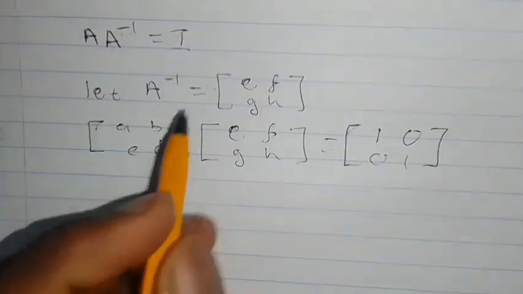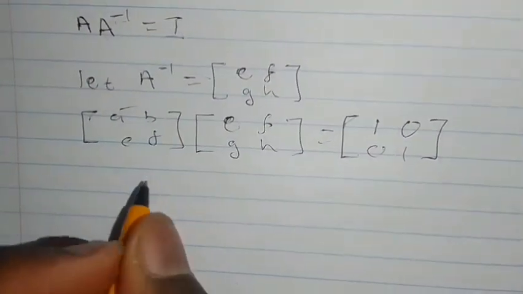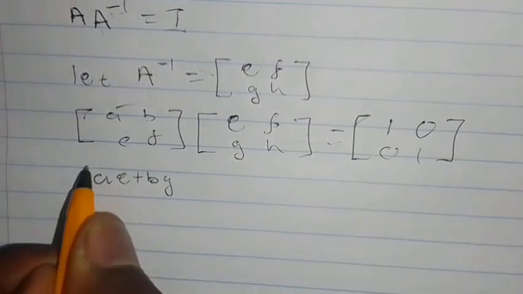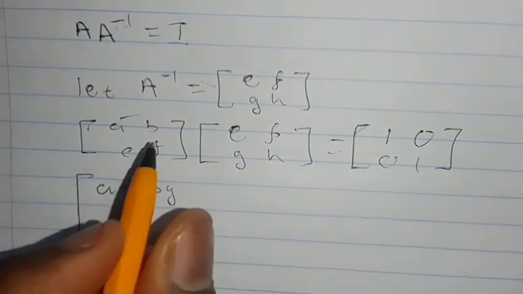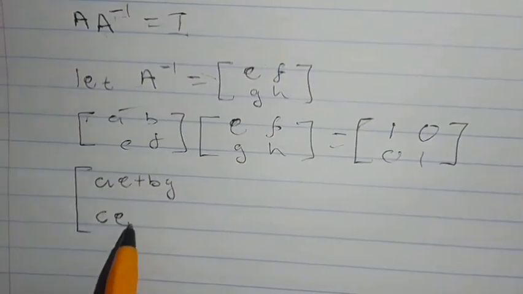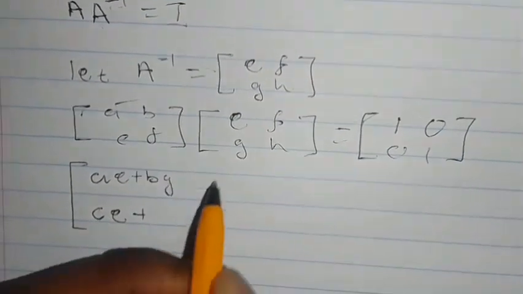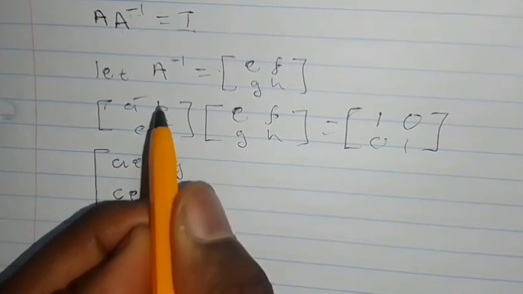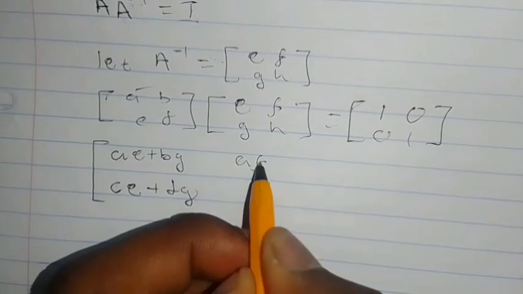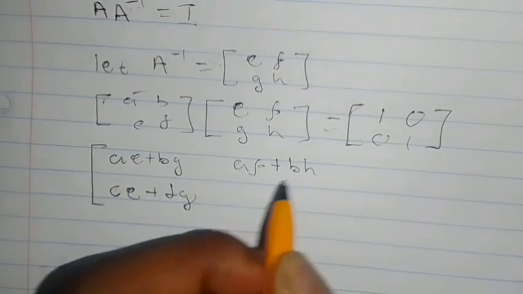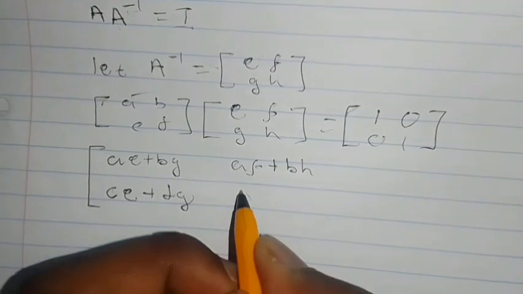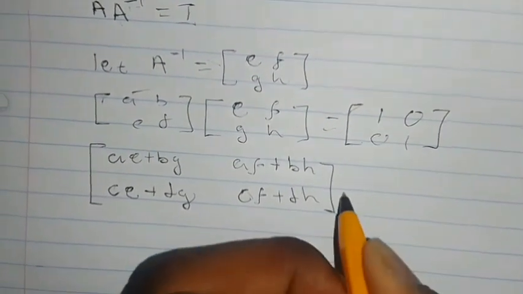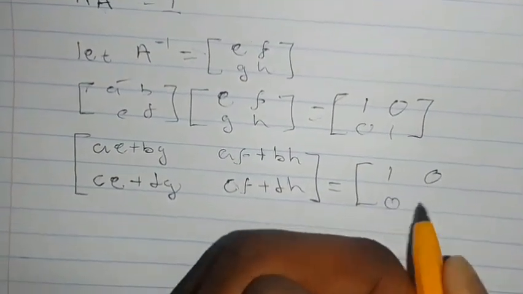So now, when we multiply two matrices together, we're going to have ae plus bg as the first entry of the newly formed matrix. Then we have ce plus dg. Then we're going to have af plus bh, and then cf plus dh, and this will give us 1, 0, 0, 1.